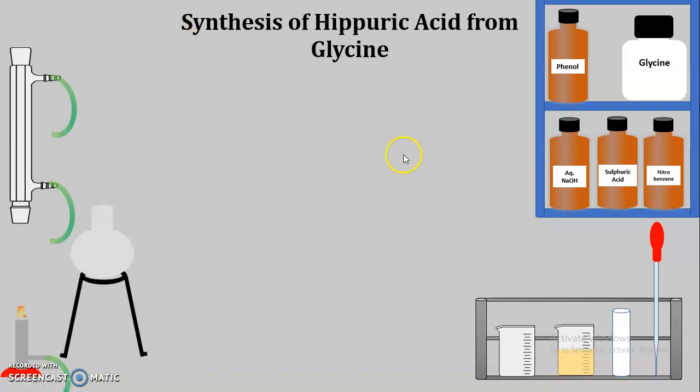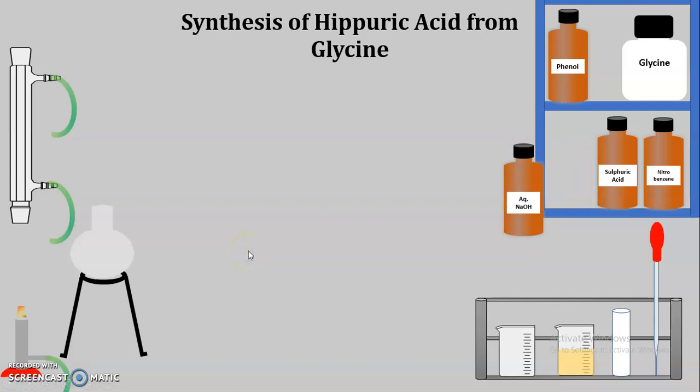So here you can see this is your virtual lab, where we have placed certain chemicals that are required. We have placed the aqueous NaOH, then glycine that is required. These are the various glasswares that are required. Here you can see we have placed this RBF.